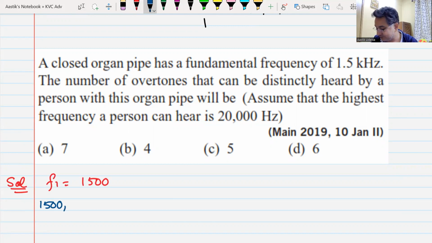Next one, 4500. Next one, 7500. Next one, 10,500.